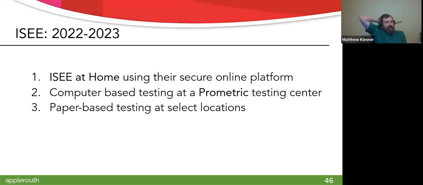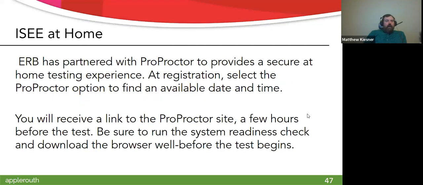So the ISEE does have the at-home test as well, that they both went for that option. They also have a Prometric test that is similar to the SSAT setup. And then there is paper-based testing at select locations, and we'll talk about what that means. They use ProProctor, it's a different thing, and you can find an available date and time. It's less consistent than the SSAT, but there certainly are opportunities on there.